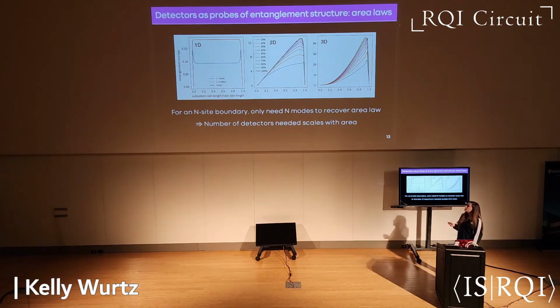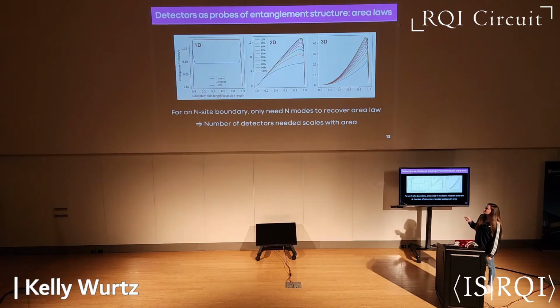And these percentages, which apply to both these plots here, are representing the percent of the number of boundary sites in the number of modes we're taking into account. So for example, if there's 100 sites that make up the boundary, this corresponds to taking into account 10 modes, 20 modes, 30 modes, and we find again that we only need to take into account the same number of modes as there are boundary sites to recover the area law.